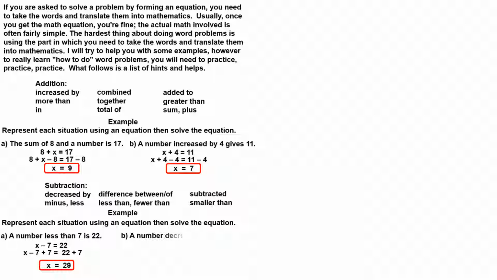A number decreased by 12 gives 51. The keyword decreased by tells us that we must subtract the two quantities.